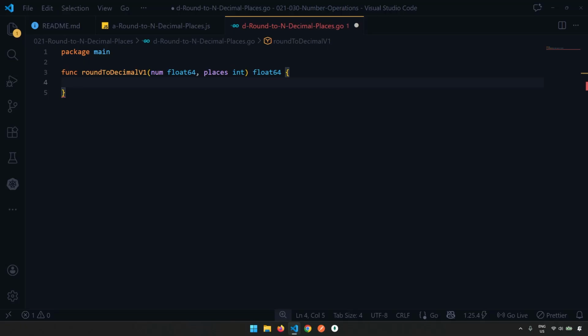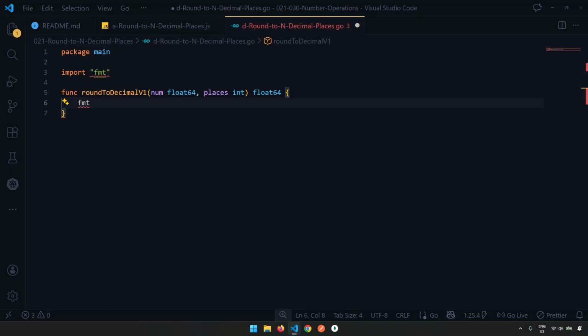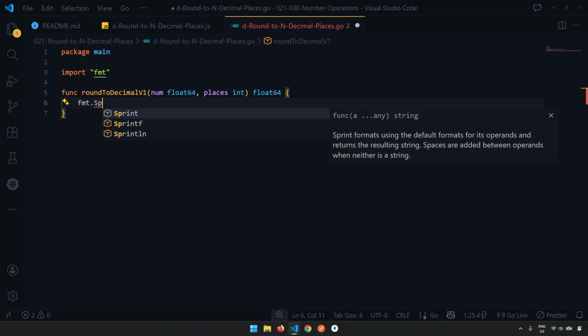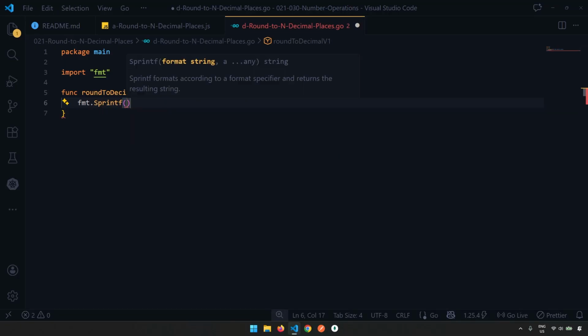So we have a method in Go. This is available on the fmt library, and that's called Sprintf. What this method actually does is build a string by inserting values into a template. And as I am creating this, I'm going to explain why we go about this.